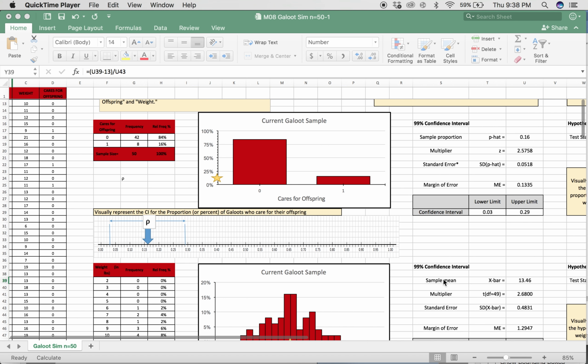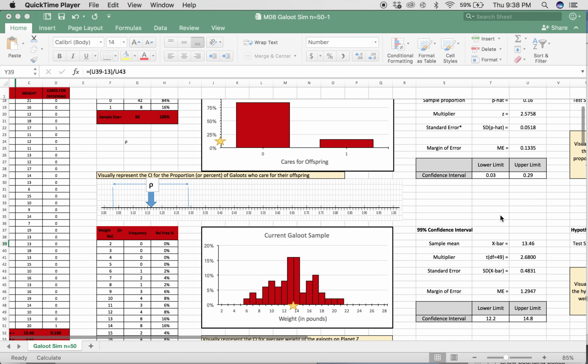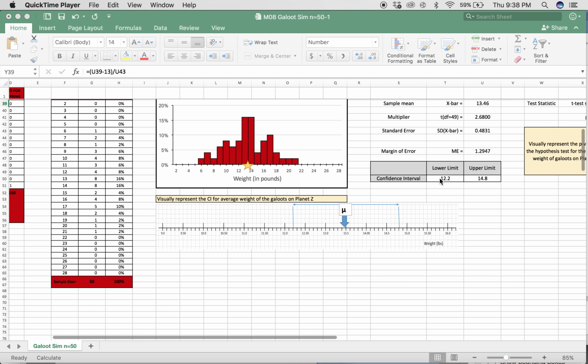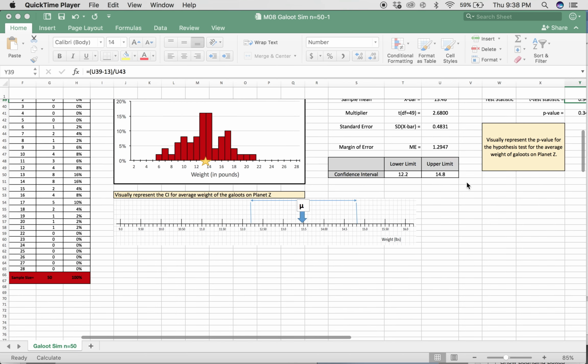So all that means is that we are 99% confident that the proportion of those who care for offspring will fall between 0.03 and 0.29. And same for weight, that we are 99% confident that it will fall between 12.2 and 14.8.